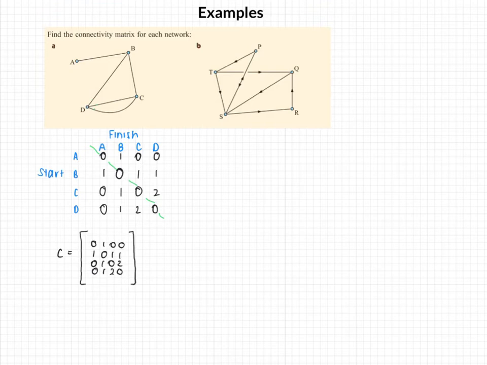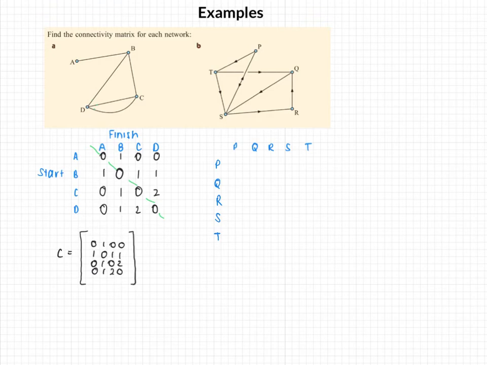Our next example looks at where there is a direction. Once again, our starting and finishing points, we can record that down. So we're going to use P, Q, R, S, T. I'll just spread it out a little bit more. And then it's also from P, Q, R, S, T. So we're going to start at P.